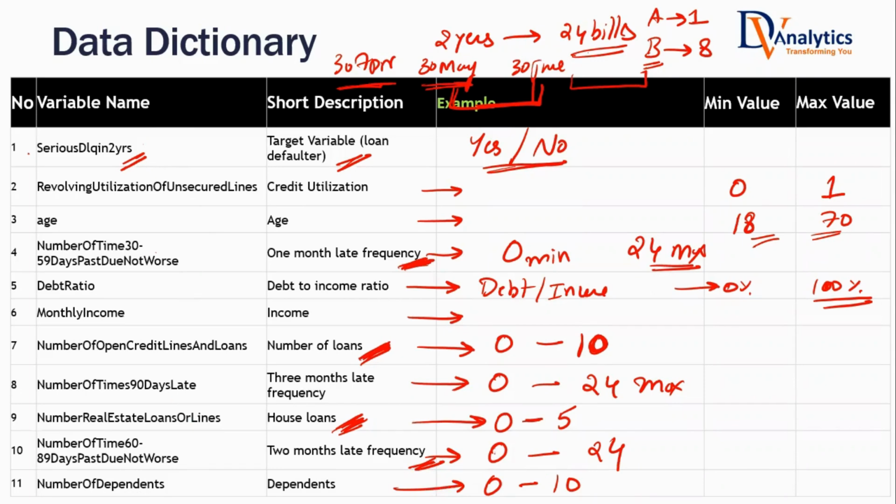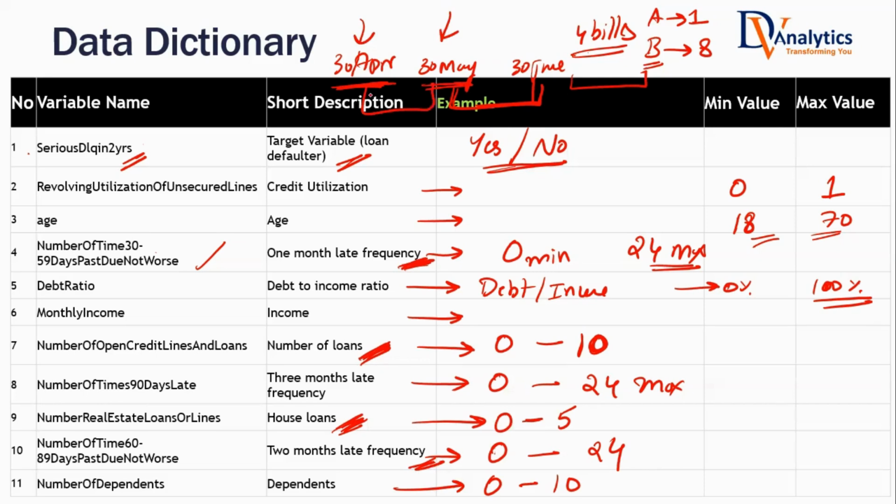Yeah, go ahead, Nipun. Sir, can you explain that eighth one, sir? Number of times 90 days late. Have you understood the fourth one? Yes, sir. Tell me what is that? How many times a particular customer paid 1 month late? Okay. That means your bill got generated on 30th April. You have to pay by 30th April, but by when have you paid?